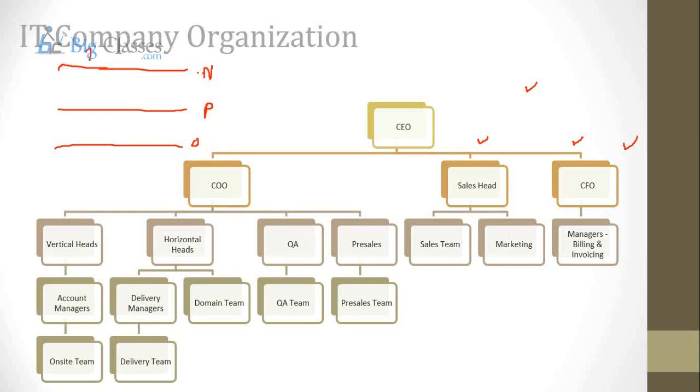Then there is a different set of teams called verticals. Okay. Now, verticals are industry focused. So there would be a banking vertical, right? There would be insurance, there would be retail, there would be healthcare, there would be media. So each industry would have different requirements, right?